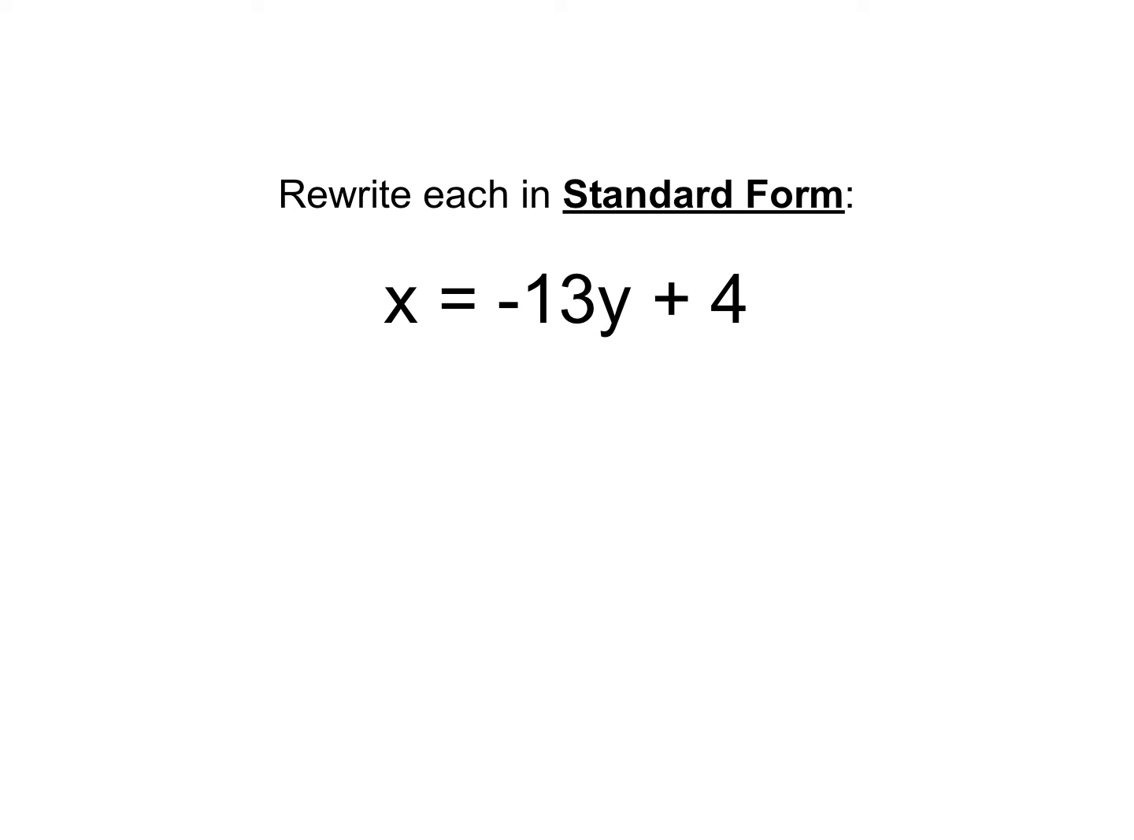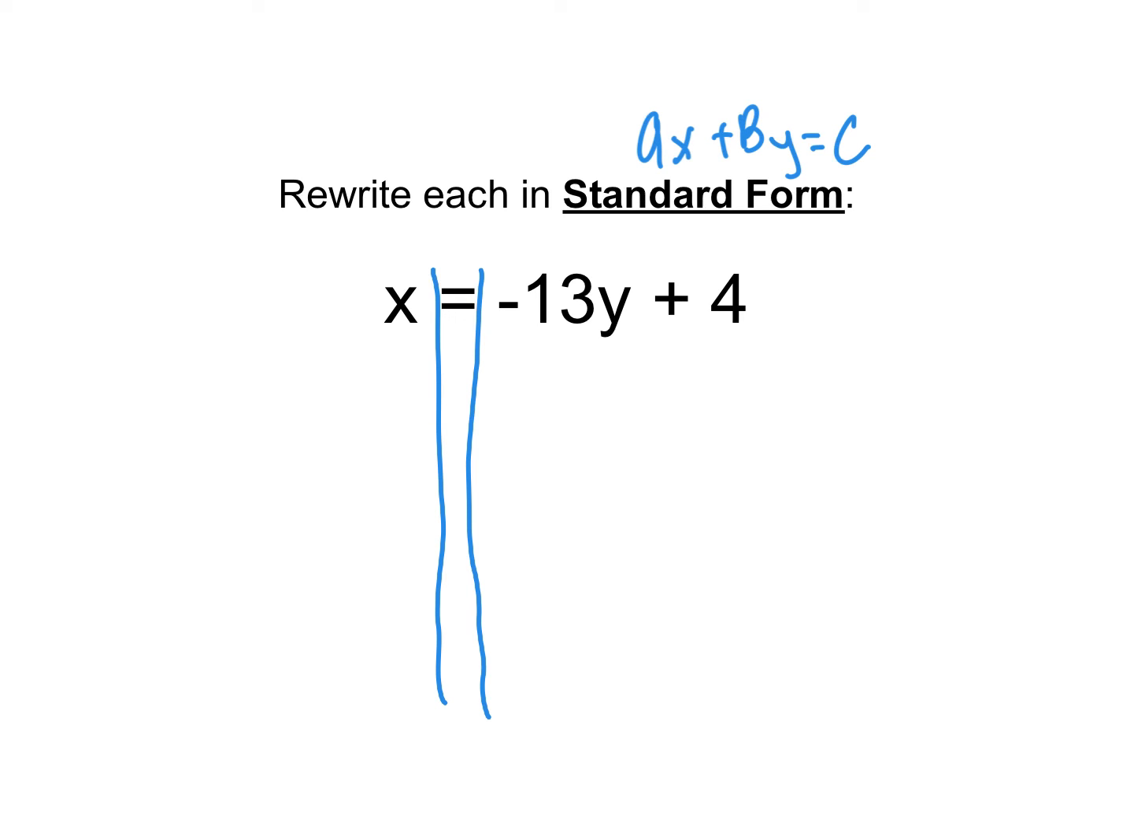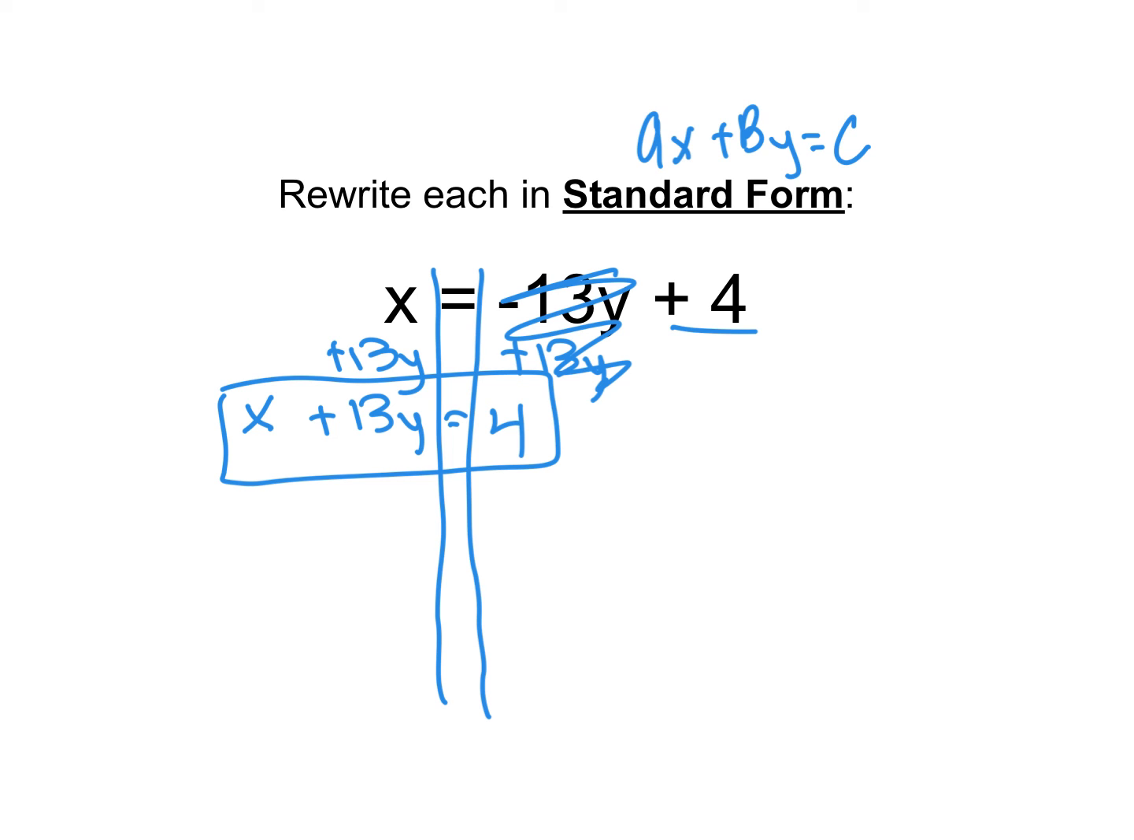Let's do this one. Same thing. I want to rearrange things so that I have it look like ax plus by equals c. All right, so I'm going to add 13y to both sides because I want the y term off of this side and on to the other side. So I'm going to start with my x plus 13y equals positive 4. I, again, am already done. That's all I needed to do because my first term is positive and all of my terms are whole numbers or integers.